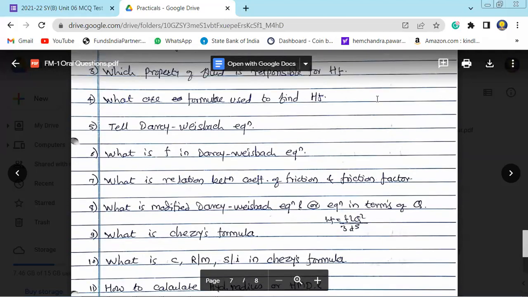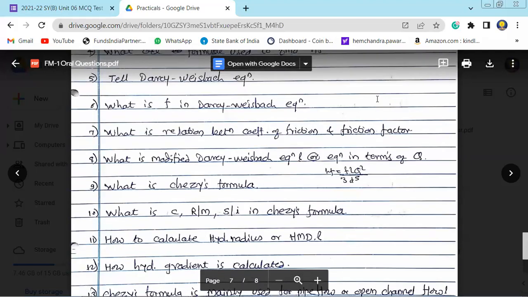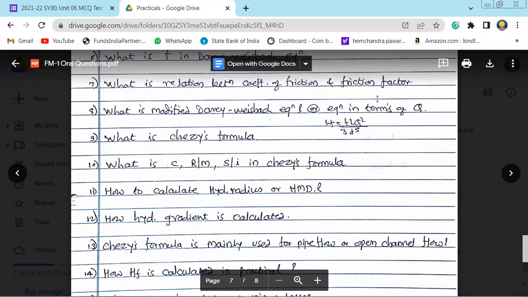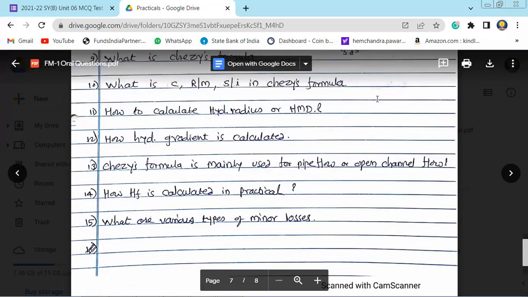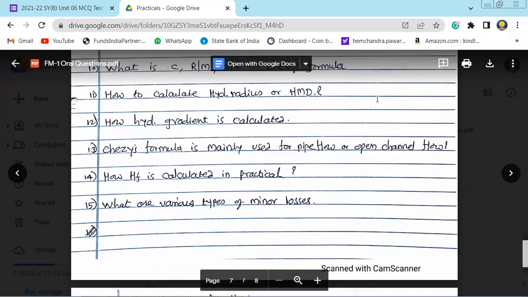What is the relation between coefficient of friction and friction factor? What is the modified Darcy-Weisbach equation? What is Chezy's equation? What are C, R or m, and S or i in Chezy's formula? How to calculate hydraulic radius or hydraulic mean depth? How is hydraulic gradient calculated?